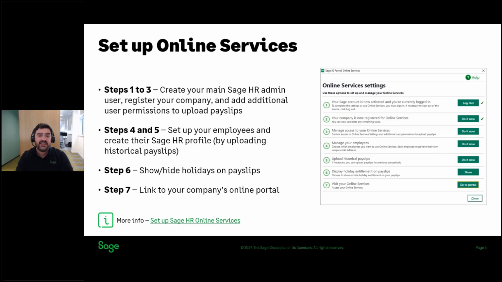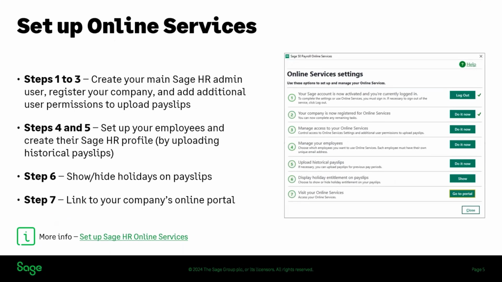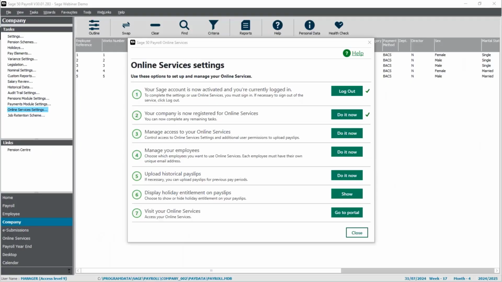So I want to show you some of these steps in a bit more detail. So I'm just going to bring the slides down and just switch over to Sage 50 Payroll. And to show you where you can find these settings, you would start from the company tasks here on the left-hand side, and then you would click onto online services settings here on the left. Now, for the purposes of this demo, I have already set it up, but you can see here the 7 steps that you would need to work through.